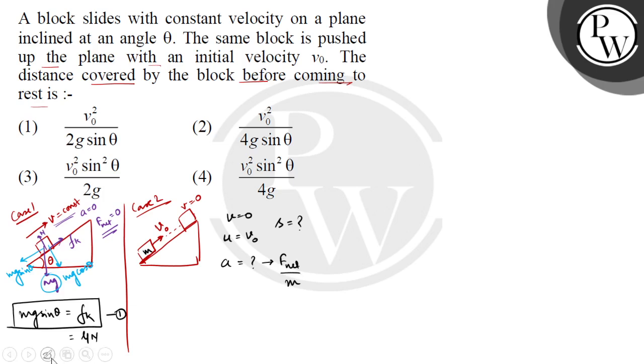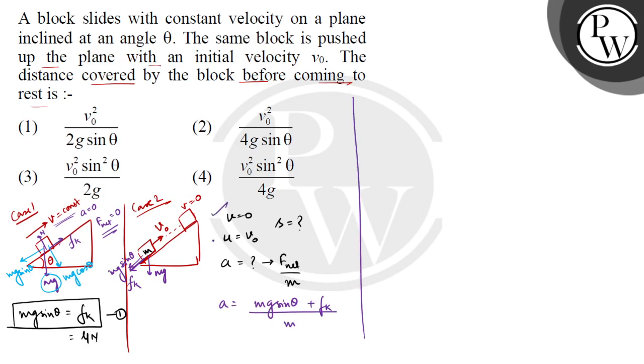सो एज द ब्लॉक इज गोइंग अपवर्ड्स द फ्रिक्शन विल बी एक्टिंग, द काइनेटिक फ्रिक्शन विल बी एक्टिंग बैकवर्ड्स एंड अपार्ट फ्रॉम द फ्रिक्शन mg का कॉम्पोनेंट दैट इज mg साइन थीटा वो भी पीछे की तरफ लगेगा. सो द एक्सेलरेशन इज सिंपली (mg sine theta plus friction) divided by m, right?